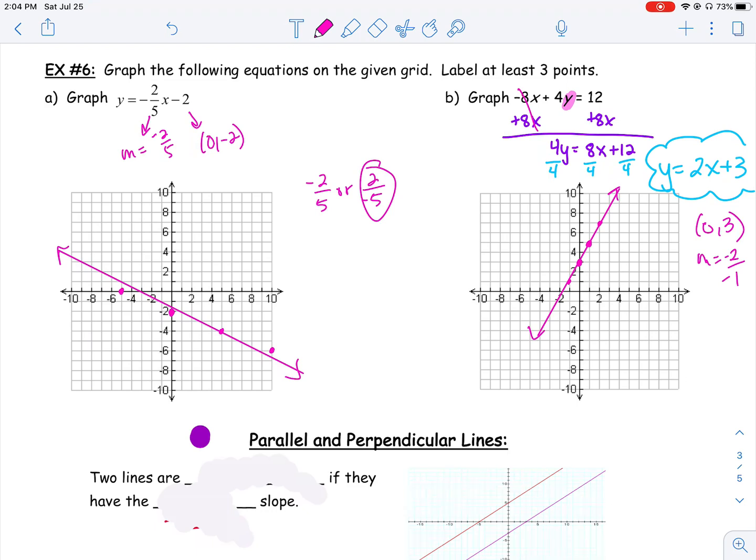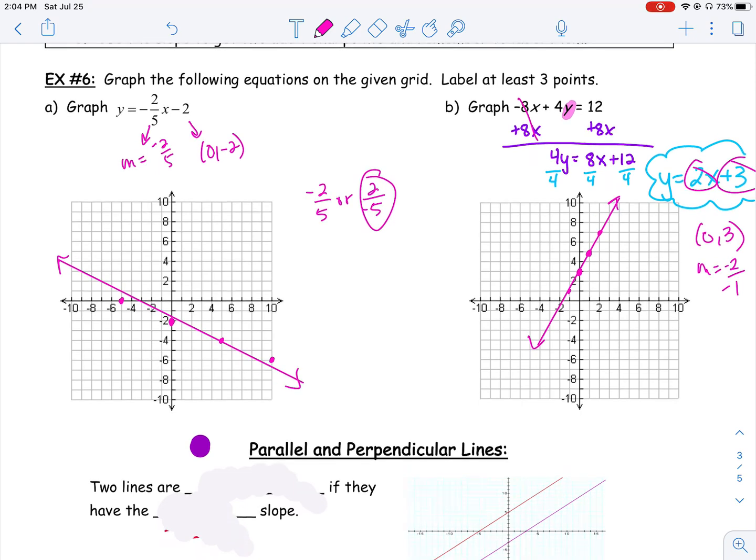I'd like you to make sure that you graph at least 3 points so you can figure out what the pattern is, and then draw a nice, big, long, straight line through all of your points so we can clearly see your graph. Just to double check, we have a positive 2 slope and a positive 3 y-intercept, and so my graph looks pretty good. All right, make sure that you can put your equations into slope-intercept form, identify the y-intercept and the slope, and use them to graph any sort of linear equation.